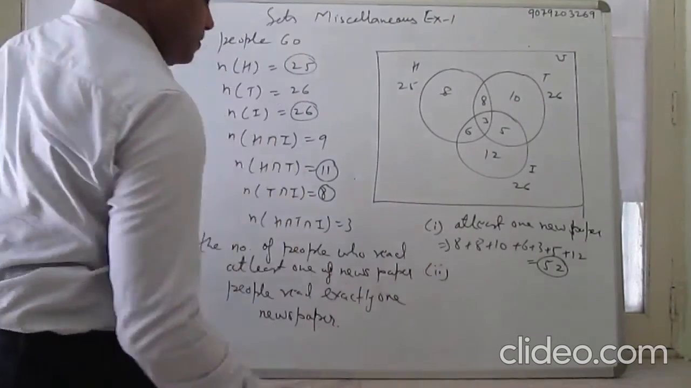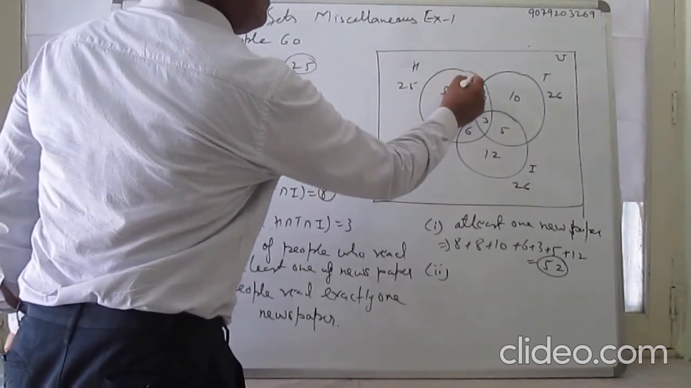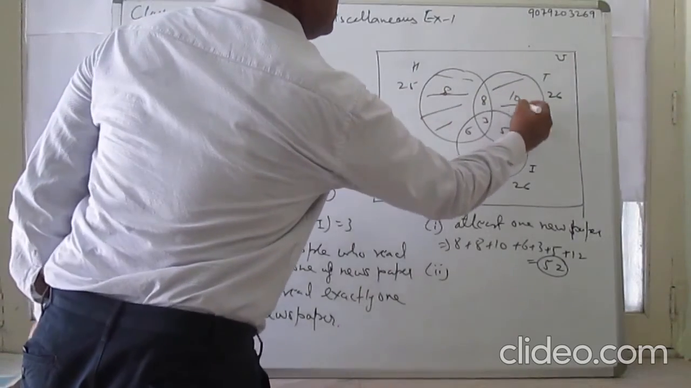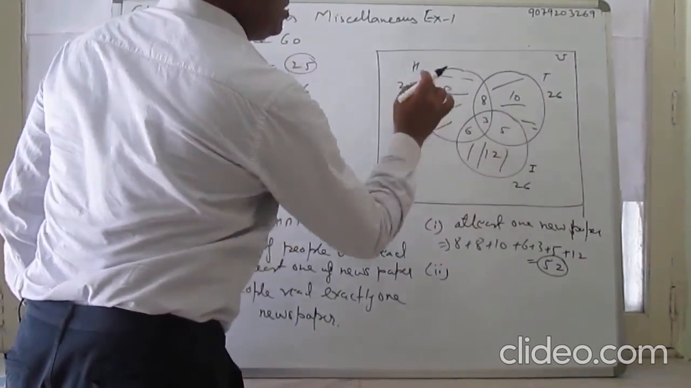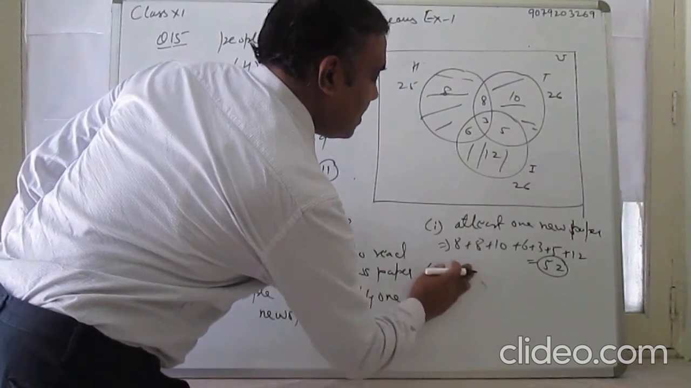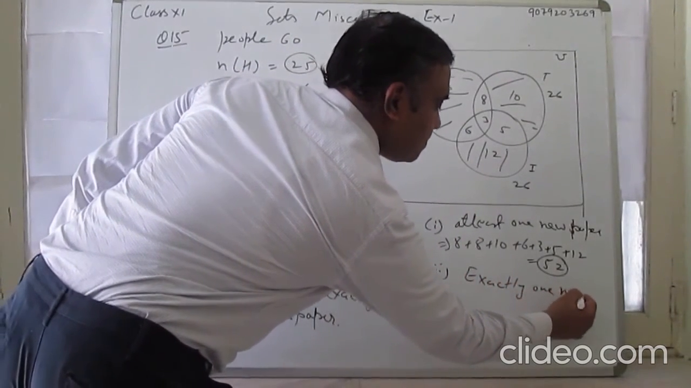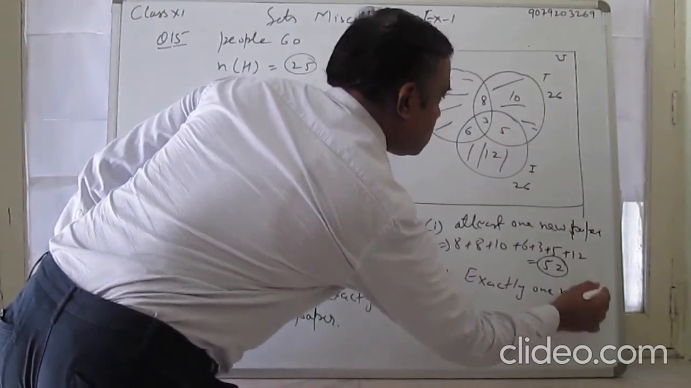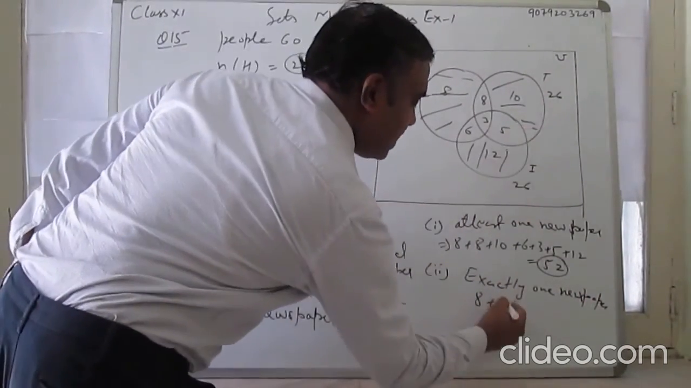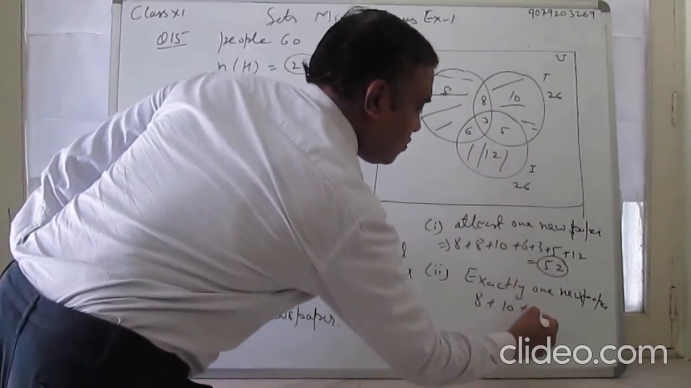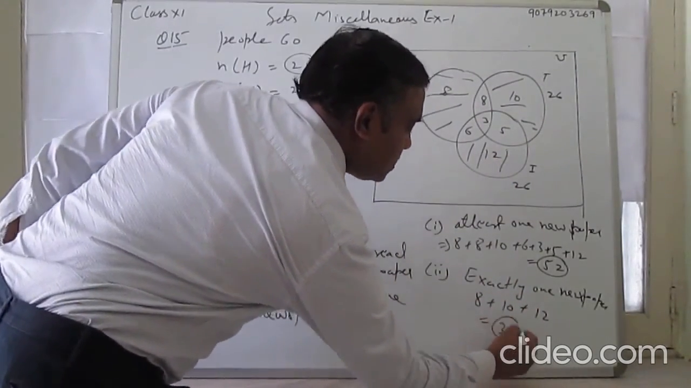Now second part, people who read exactly one newspaper. Exactly means this, only this, not exactly one. H में कितने हैं? 8. T में कितने हैं? 10. I में कितने हैं? 12. 12 plus 8, 20, plus 10, 30 is the answer.